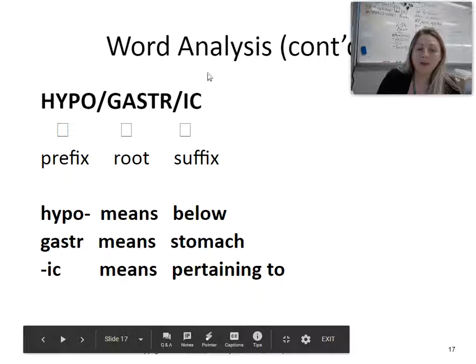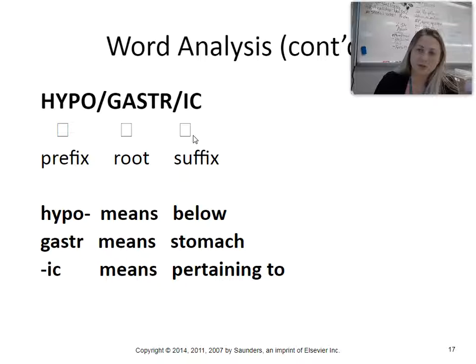So we start at the back, right? The suffix. So ic means pertaining to. Okay, and then hypo means below, like hypoglycemia is low blood sugar, right? Hypo is low or below. Gastro means stomach. So this is pertaining to below the stomach. So this is an anatomical term. Think of some things that are below your stomach. That could be your intestines. It could be your urinary bladder. It could be your appendix. All of those would be pertaining to below the stomach.